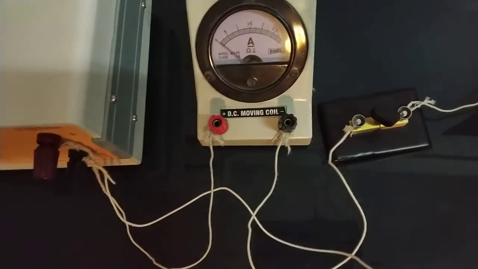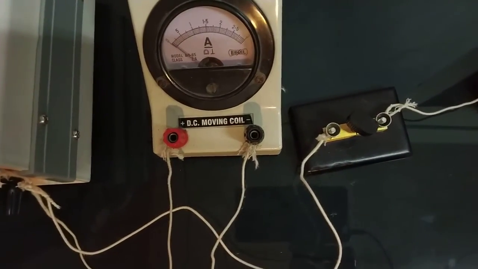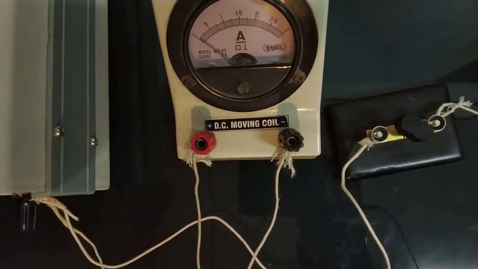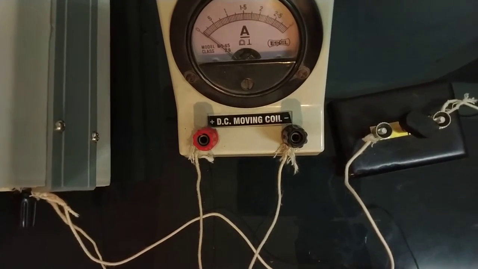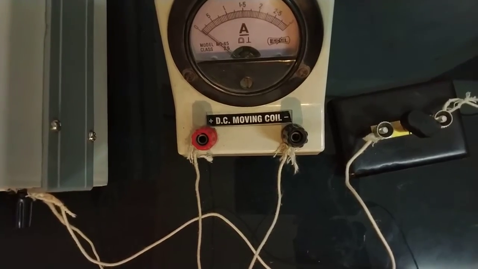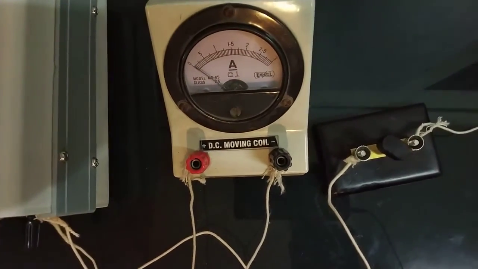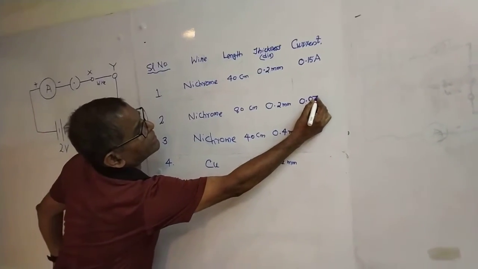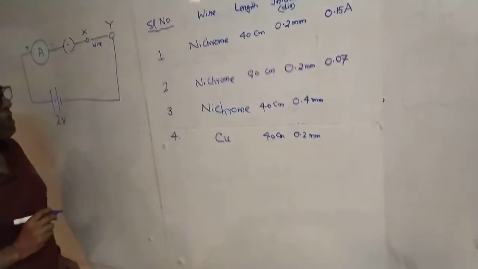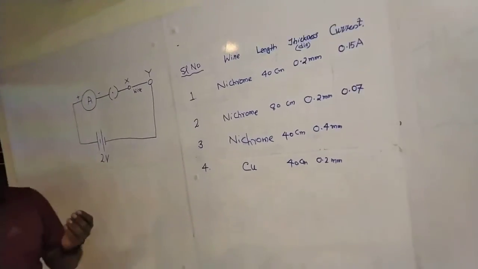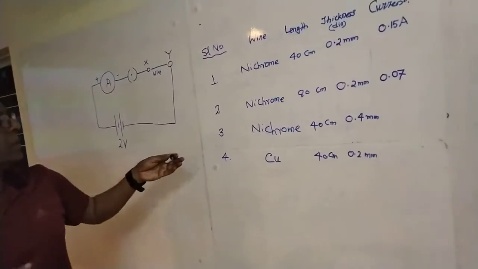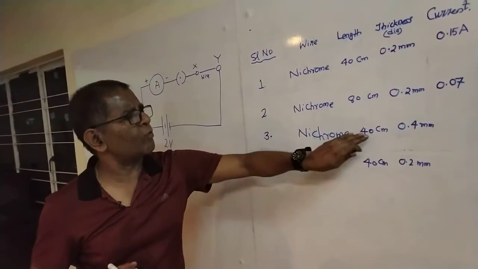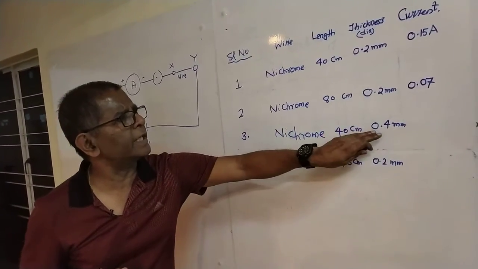You just see the reading. The reading is less than 0.15. It is around 0.07. So if you see the reading, it is 0.07. Now we'll go for the next wire, that is the nichrome wire. The length 40 centimeter, but the thickness will be more.